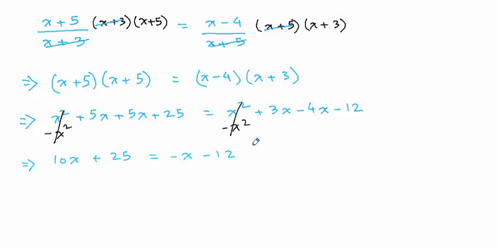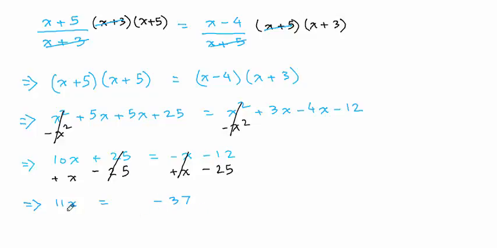Bring the 25 over to this side. Bring the negative x over to this side by subtracting 25 from both sides, so you do a minus 25 on both sides, and adding x to both sides. So that these two cross off, you have a 0. These two cross off, you have a 0. And we have 10x plus x, that's 11x, is equal to negative 12 minus 25, that's negative 37.